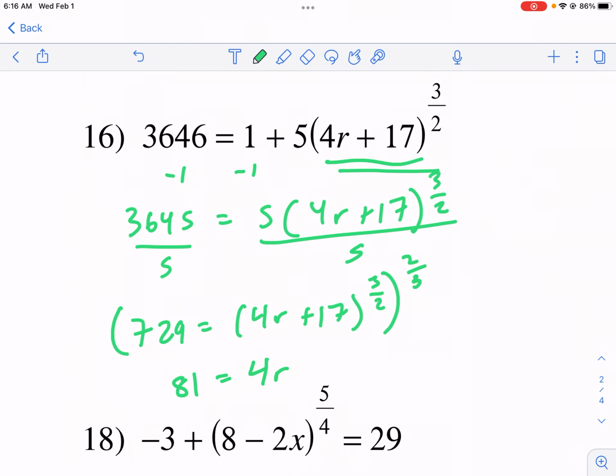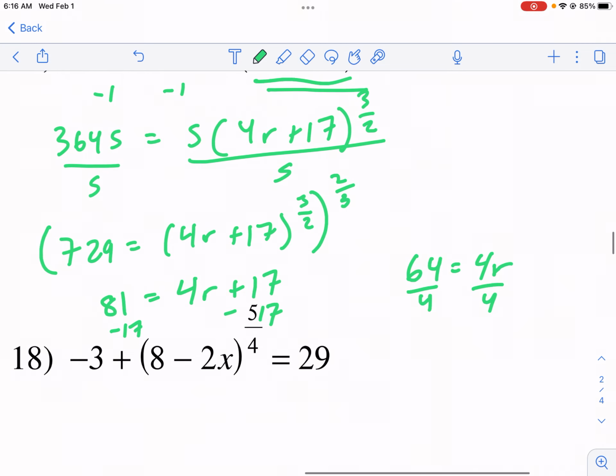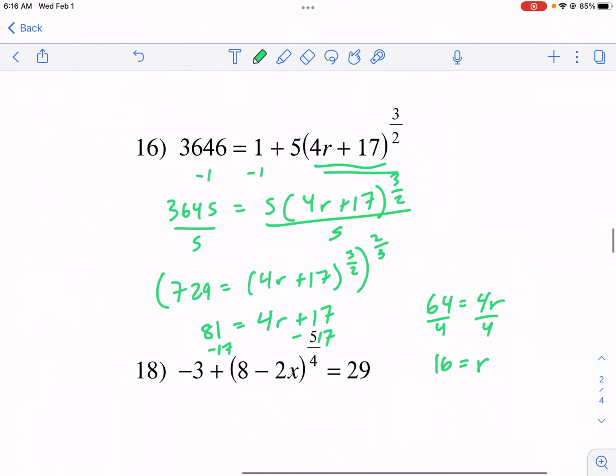So then this gets by itself 4r plus 17. Two-step equation now. So I'm going to subtract 17. 81 minus 17, that's going to be 64. 64 equals 4r. Divide by 4, and that should give us 16, right? Yes. R equals 16. Yes. Okay. So we can check our roots.